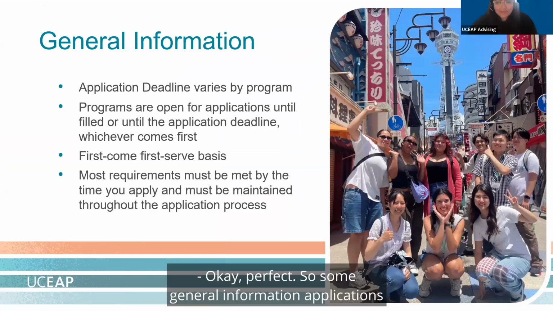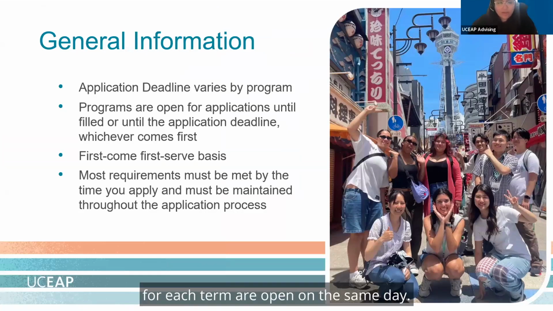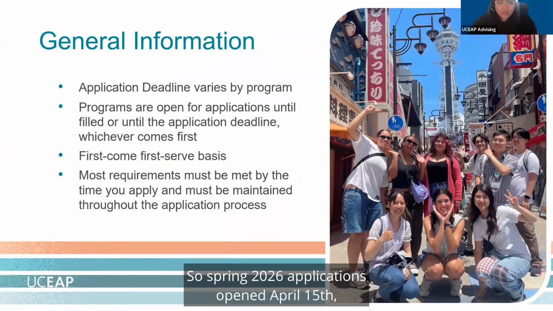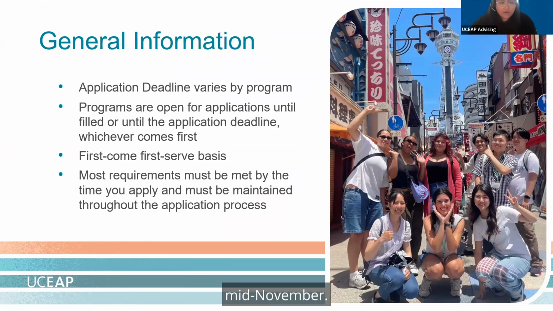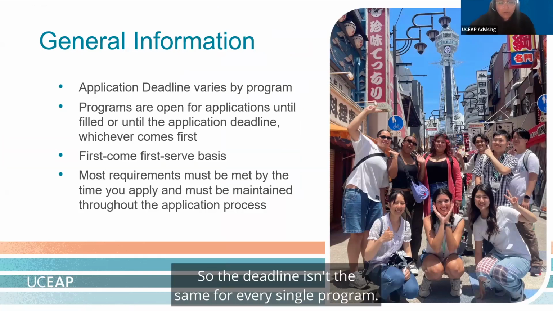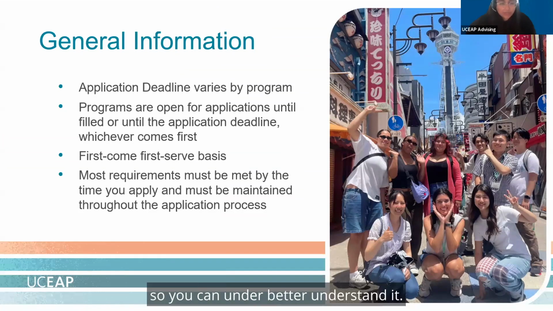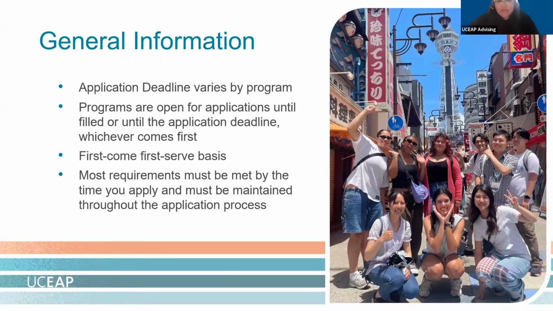Okay, perfect. So some general information. Applications for each term are open on the same day. So spring 2026 applications opened April 15th. The summer, fall, and year applications will open mid-November. And then the application deadlines do vary by program. So the deadline isn't the same for every single program. We'll show you the application deadlines page towards the end of this presentation so you can better understand it.